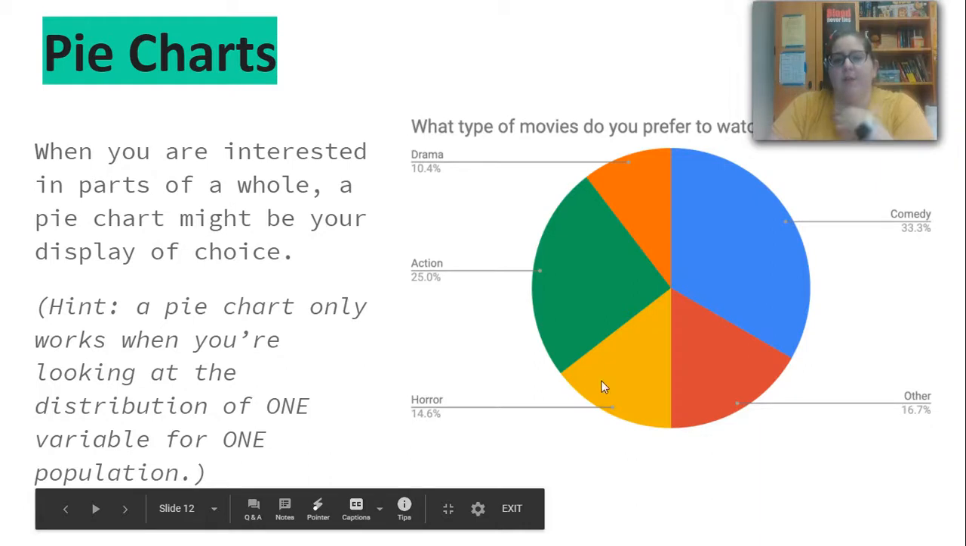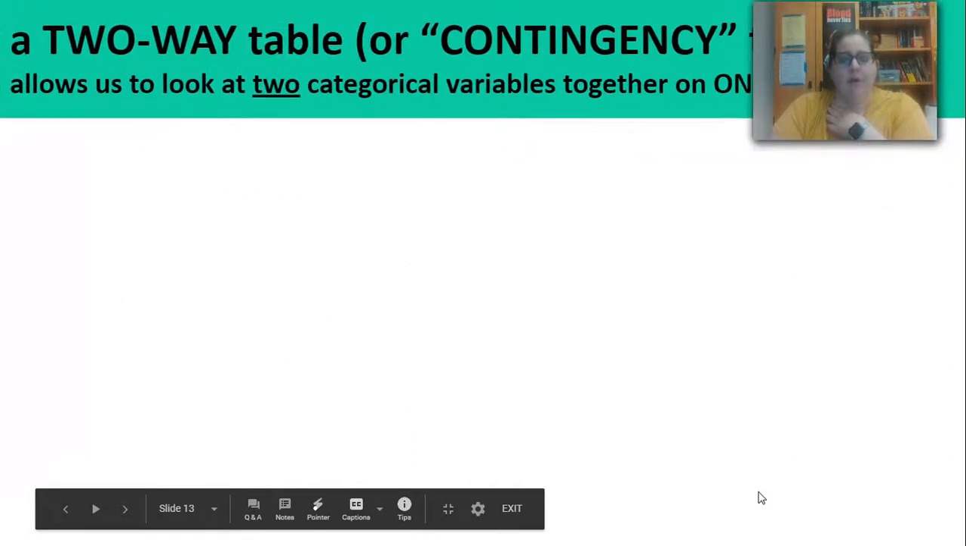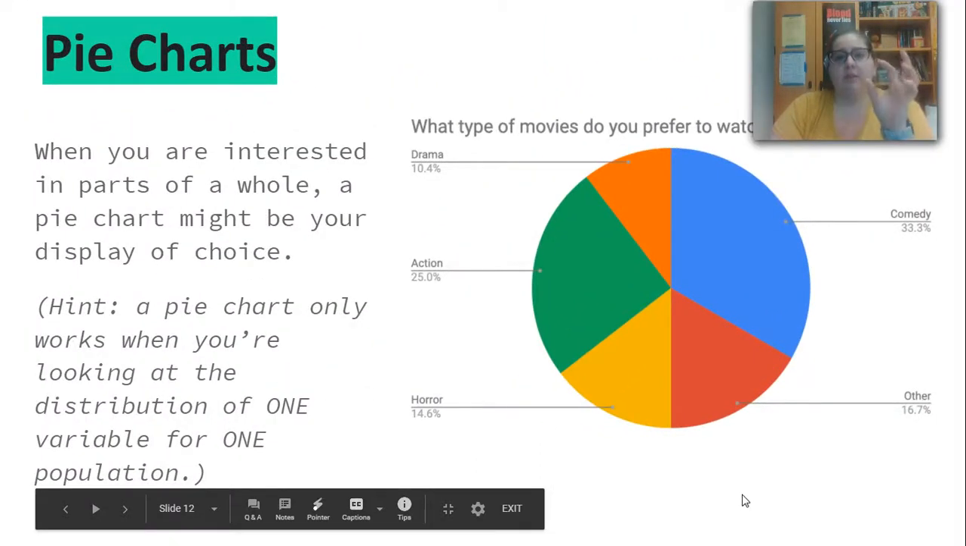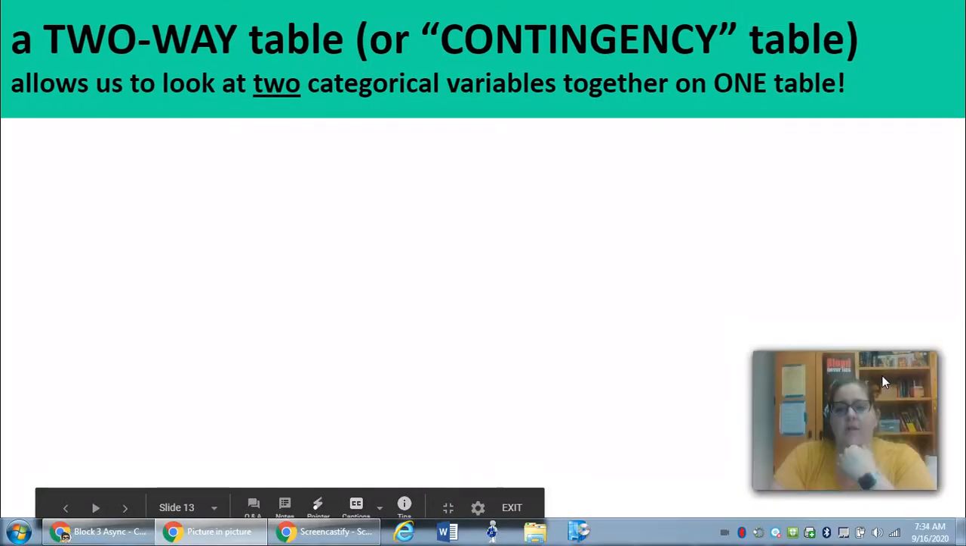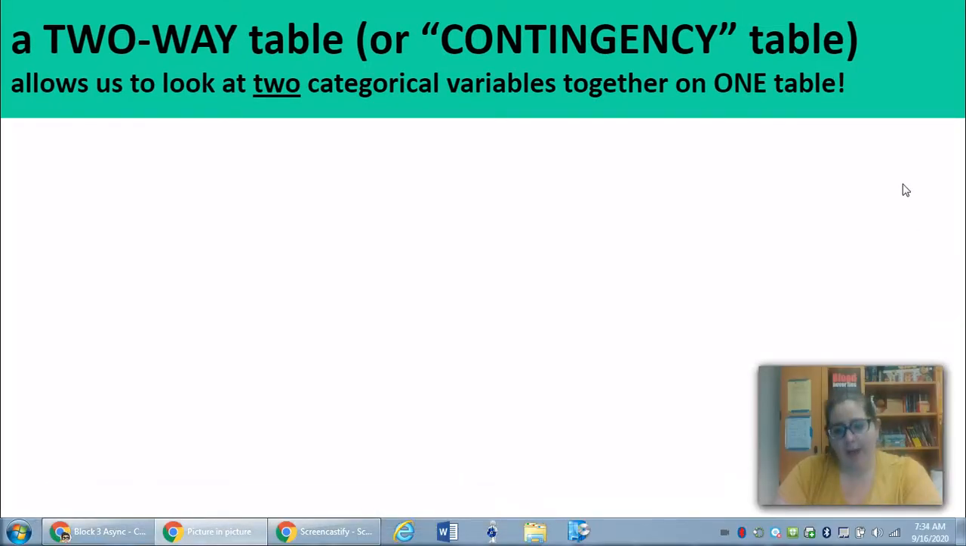So this is showing me the different percentages of people who liked each type of movie in our sample. Those are ways that we can show the distribution of one categorical variable. But a lot of what we deal with when we're talking about graphs or information from categorical variables is looking at or comparing two categorical variables.